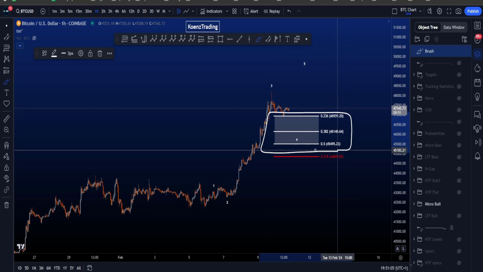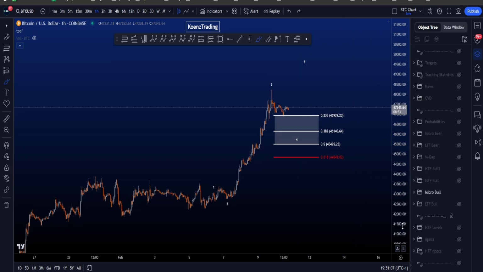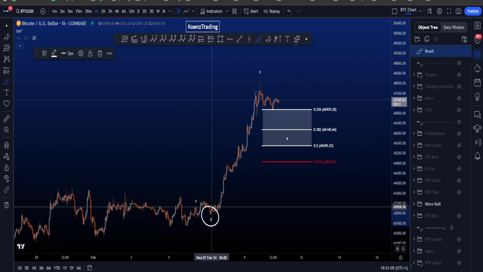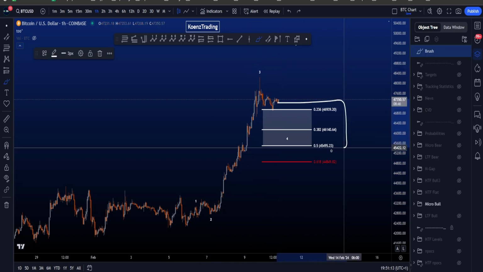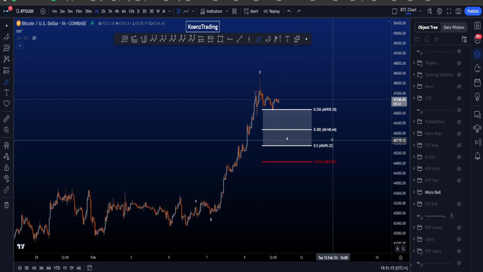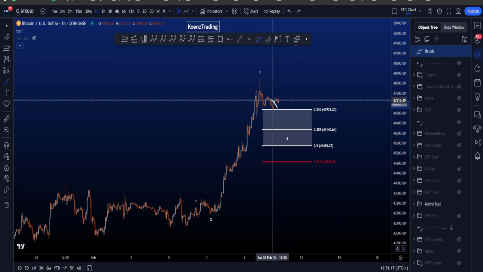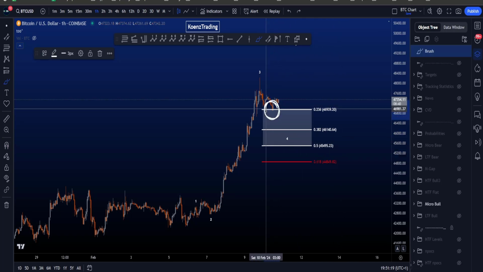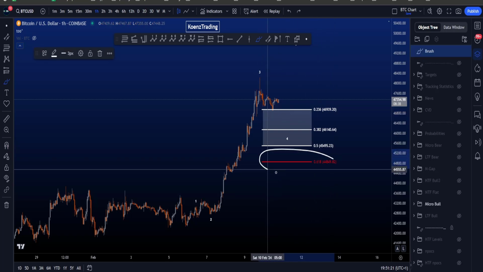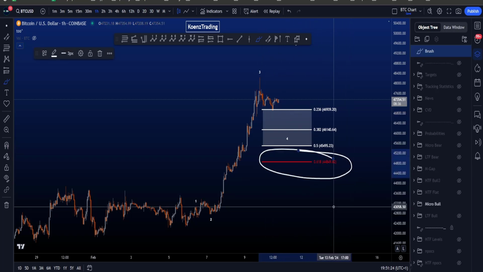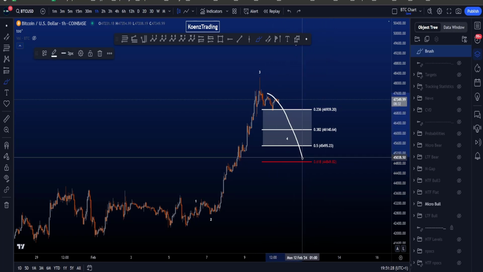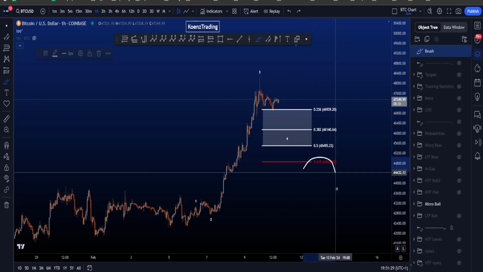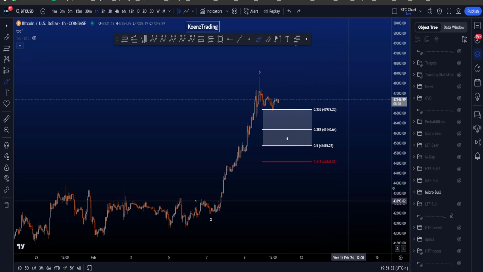Common target area for your wave 4 is between the 0.236 and the 0.5, taken from the low to the high of this wave 3, giving you a target area between 46.9k and 45.5k, and a 0.236 over here is touched, as you can see. The invalidation for a wave 4 is the 0.618 at 44.8k. If price would move to the downside and hit the 0.618, probabilities will be higher to continue towards the downside at a later stage.